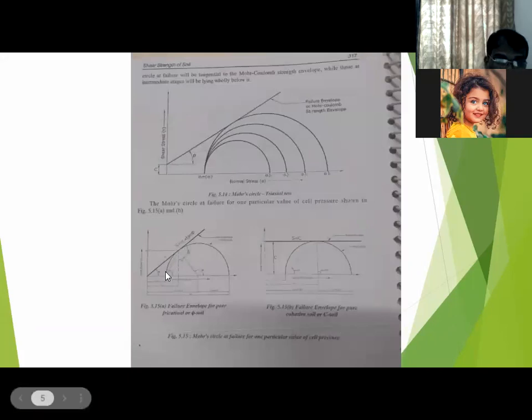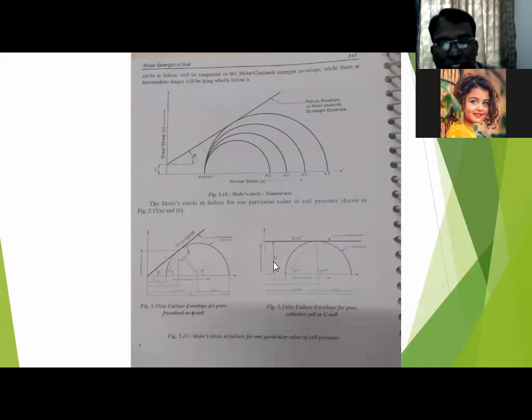But the thing is, for sand, this is the ideal Mohr circle, and for clay, this is, because he may give you this figure and ask for which soil this Mohr circle is. Then you can write clay here. Suppose if it is passing through the origin, you can say it is sand.